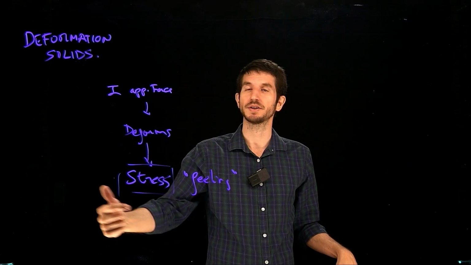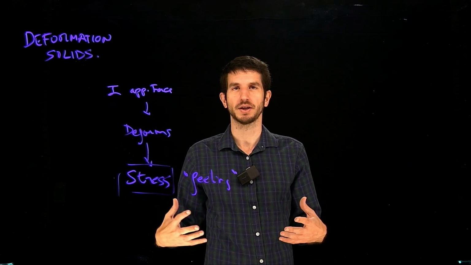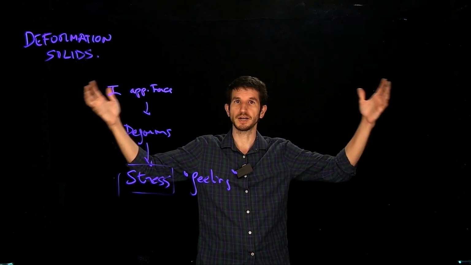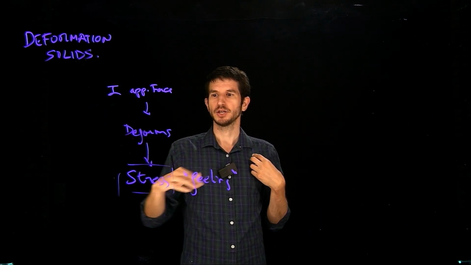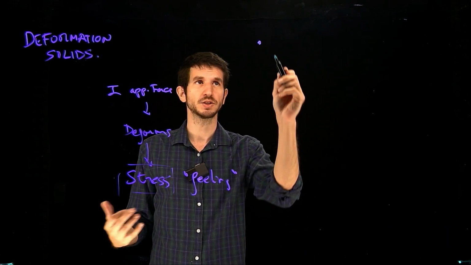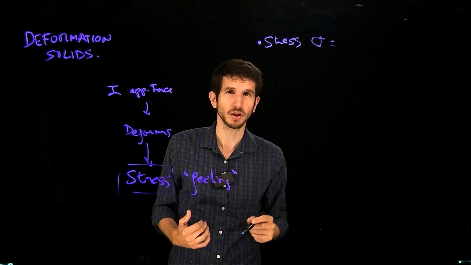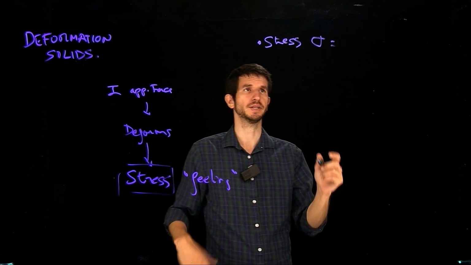So it's important to understand that stress is the reaction of the material. This is the material doing its own thing. It's the result of something external, but it happens in the material. So this is the first distinction. And the thing we're going to analyze here is stress. We're going to call it sigma, the Greek S.